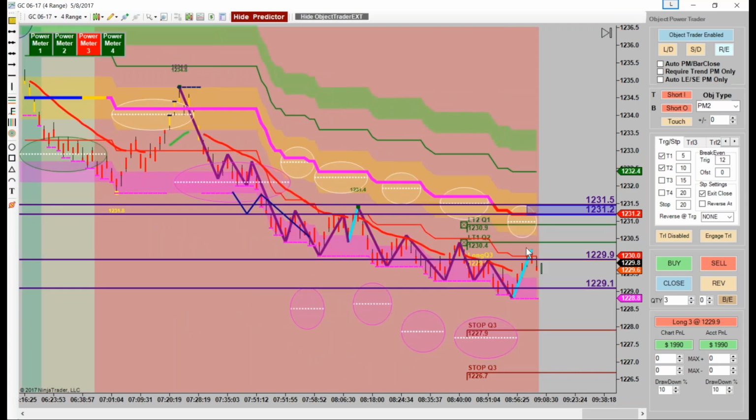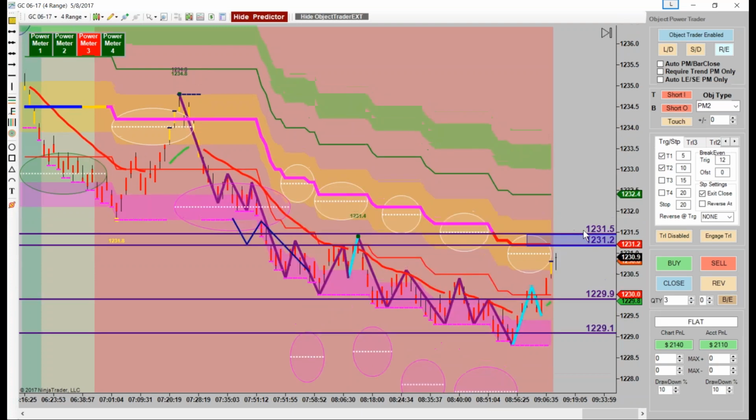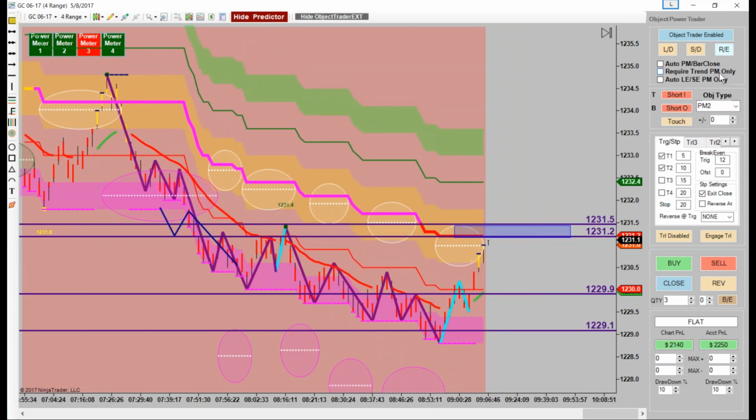So it looks like we would at least get our targets. We would be looking for a mid-band short on a rollover. Look at there. And now we're going to simply turn on power meter. And if it rolls over, we'll get us another trade. Watch the power meter 1. Now that's straight down on those bars right there.